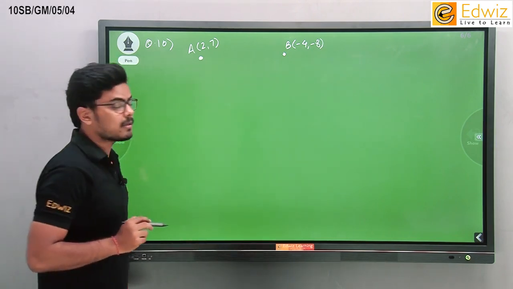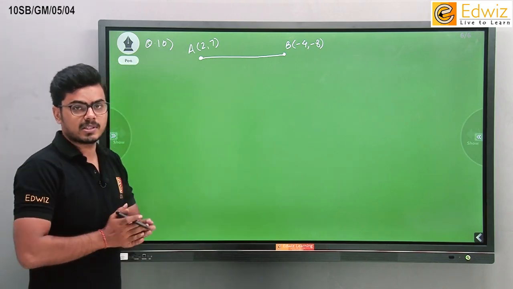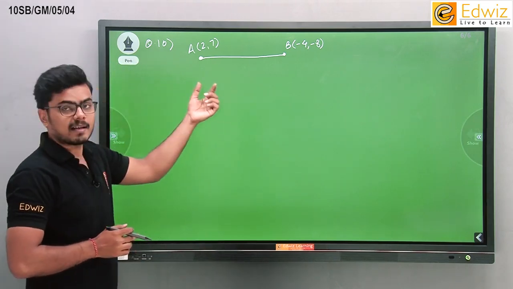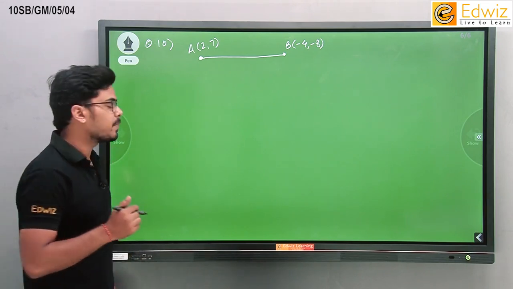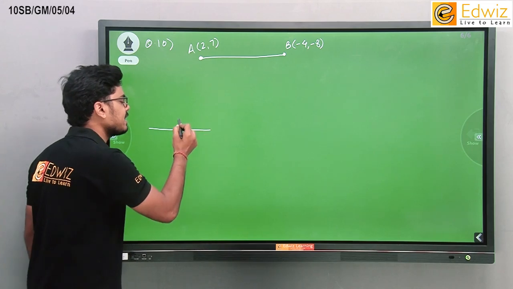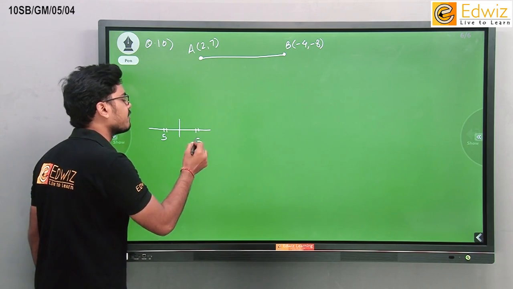Now this line segment, suppose this is the line segment, what they have told you in the question is that this is trisected. Now what is the meaning of trisected? We have studied the meaning of bisect. What is the meaning of bisect? To divide a line into exactly 2 parts. Meaning if this is 5, then this will also be 5.